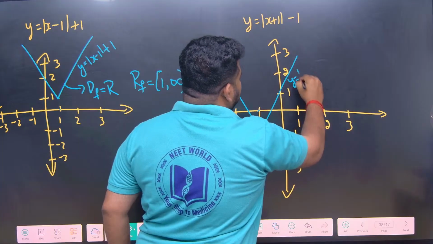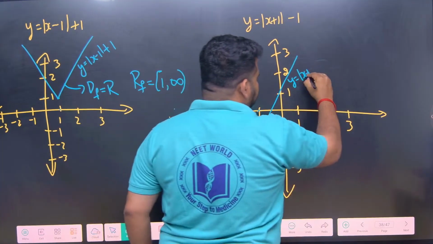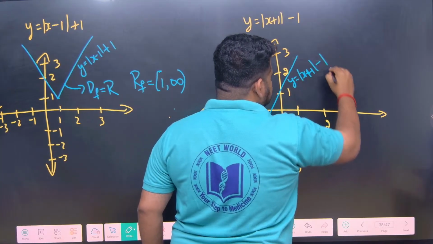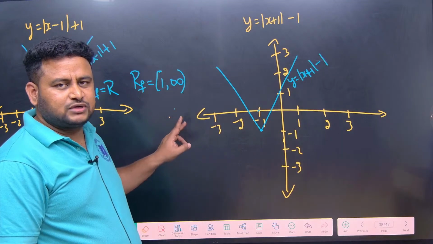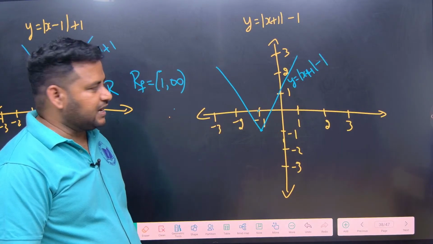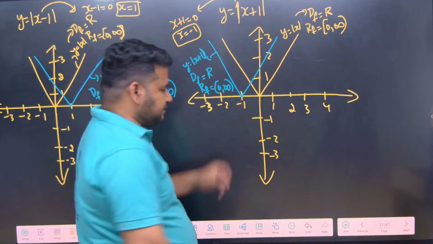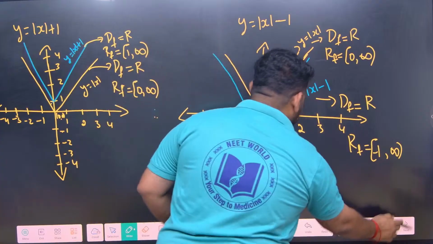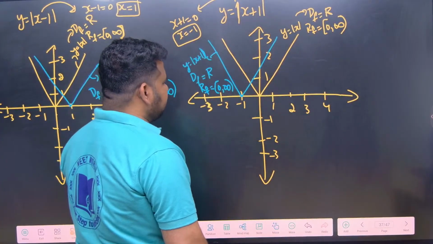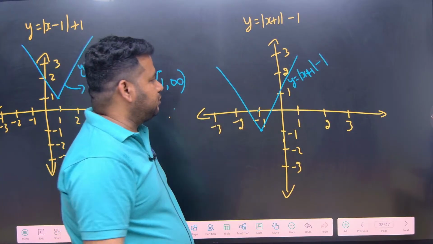So this is the graph of y is equal to mod of x plus 1, minus 1. We have combined the previous two types and we got this. Observe carefully: this one is starting from minus 1 and this one is also starting from minus 1. If you combine them, you will get the final graph which I told you.